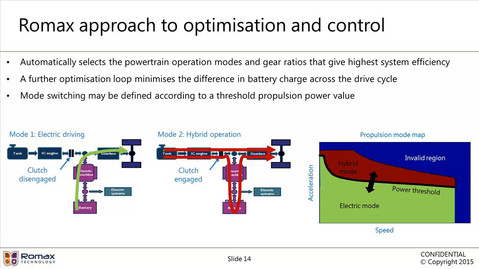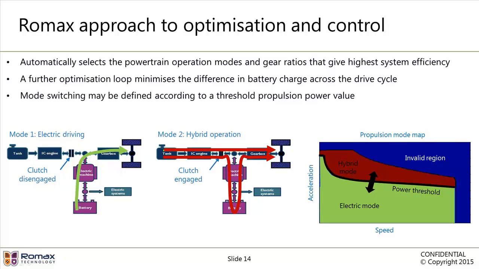So that optimization loop runs a lot faster. It is usually desirable to keep the battery state of charge at the end of the drive cycle the same as it was at the beginning. This is useful to enable a fair comparison between different kinds of vehicles or different drive cycles. The hybrid propulsion mode here is broadly charge positive, whereas the electric mode tends to be charge depleting.